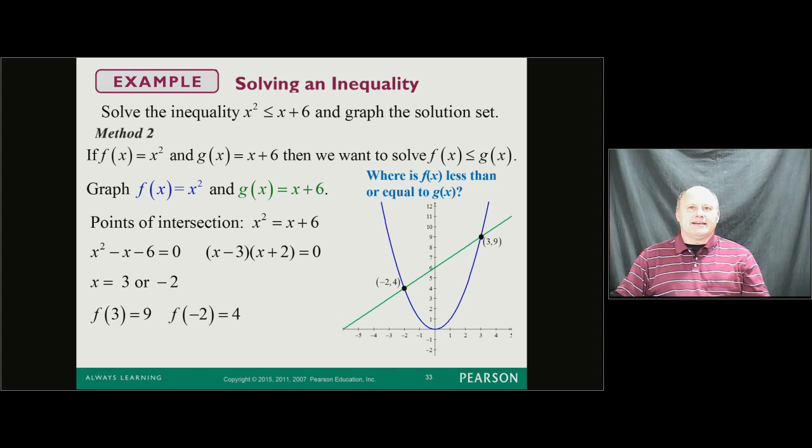F of x is going to be less than or equal to g of x when you see the red part. So between negative 2 and 3 is when the graph will be below the green graph. So that is when this is a true statement. So again, negative 2, 3. Same answer as the previous method. So you just got to pick a method that you prefer and stick with that. And again, there's the number line with those solutions, negative 2 to 3.